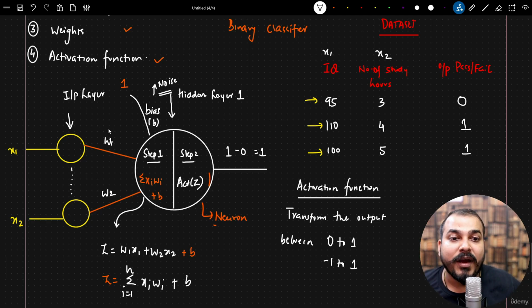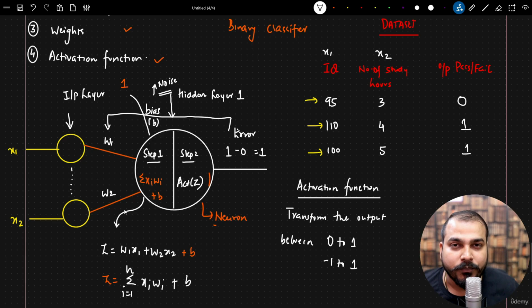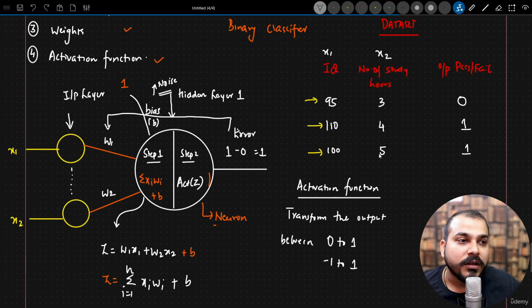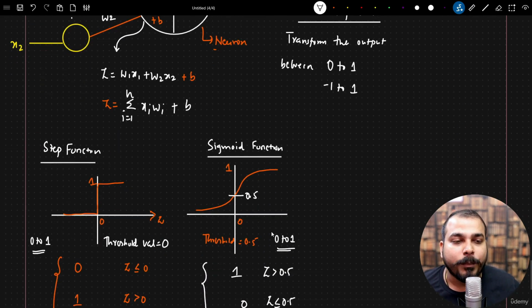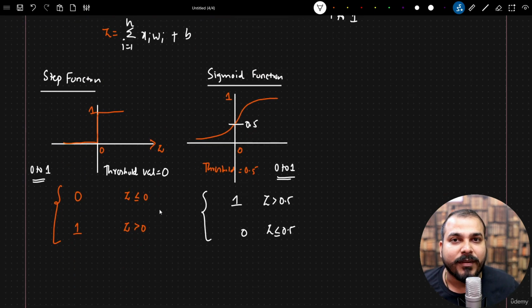So what do I need to do? I need to update these weights. This error that is getting created, I need to reduce it. So we have to update this W1 and W2. And this process will continuously go on until we get suitable weights which will be satisfied for all these particular records and will give us a better accuracy with respect to this particular data. So these are the basic operations that we have actually performed.